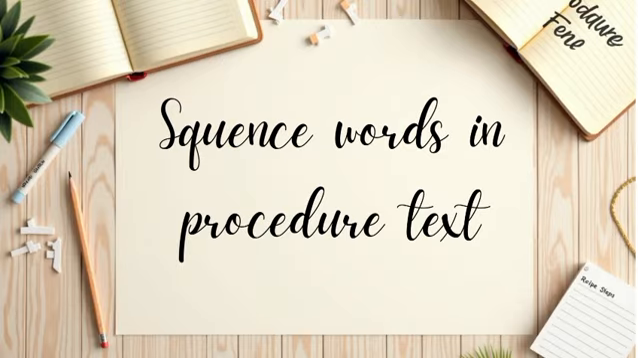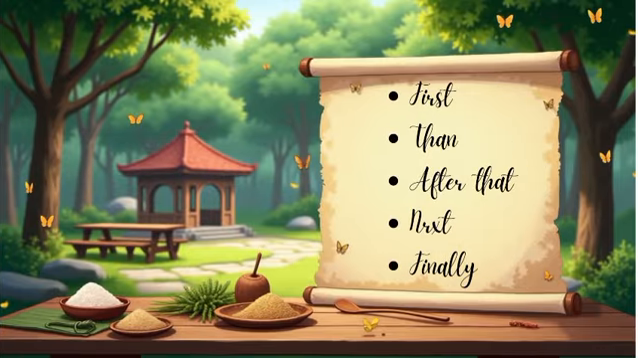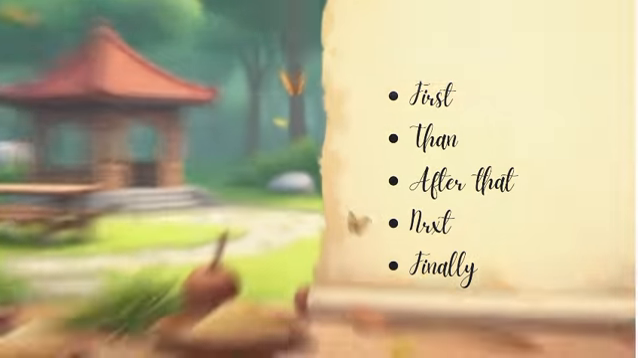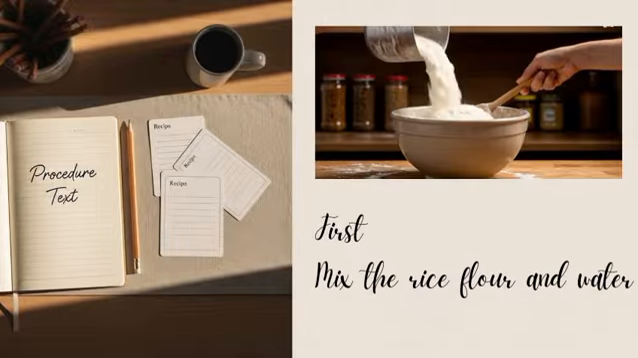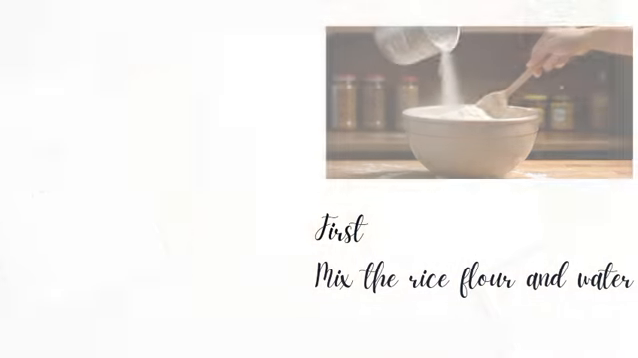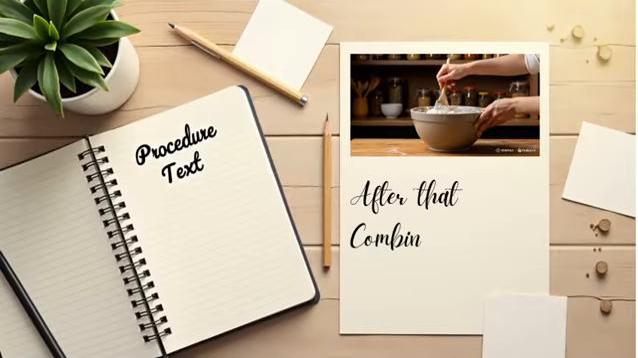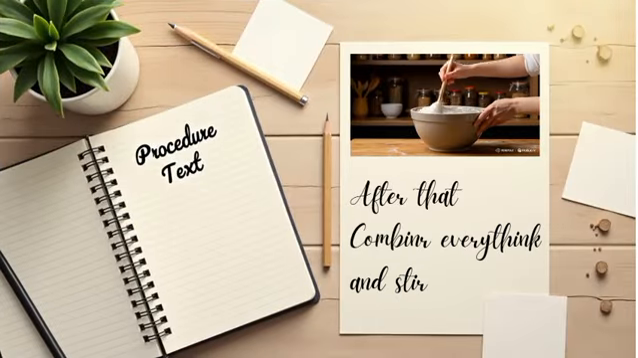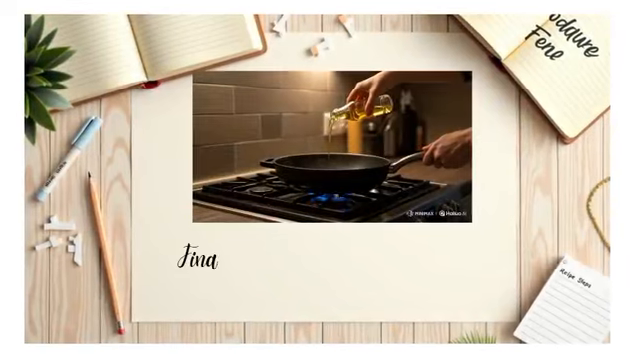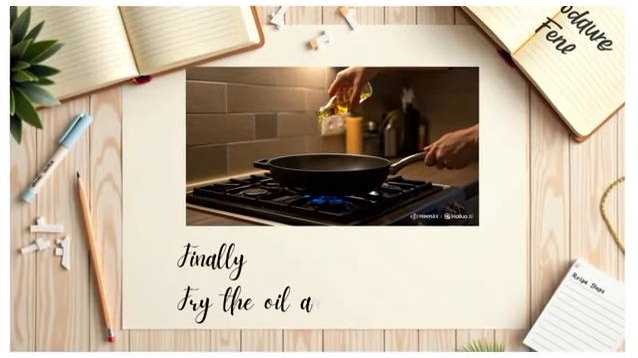Now that we know the structure and verbs, let's learn about connectors, or sequence words, that help us organize the steps clearly. These are words like first, then, after that, next, finally. For example, first, mix the rice flour and water. Then, melt the palm sugar. After that, combine everything and stir. Finally, fry in the oil and serve it warm.